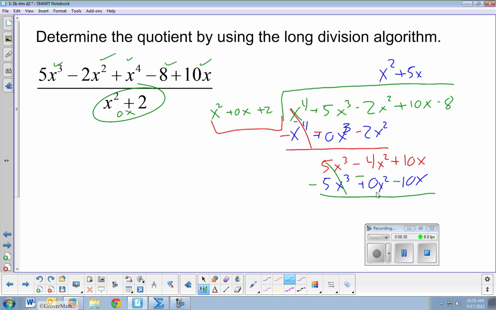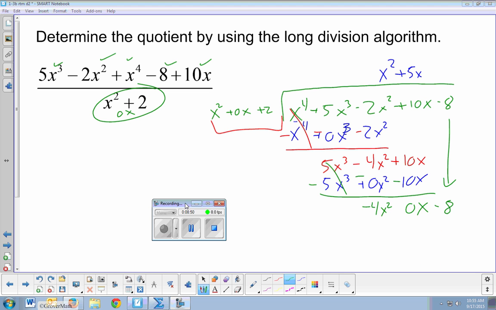These cancel out. I end up with negative 4x squared. These actually do cancel out to 0x. Again, I'm writing it as a 0 to keep my structure. And I'll bring down my negative 8. Last one, front by front, negative 4x squared divided by x squared is negative 4.